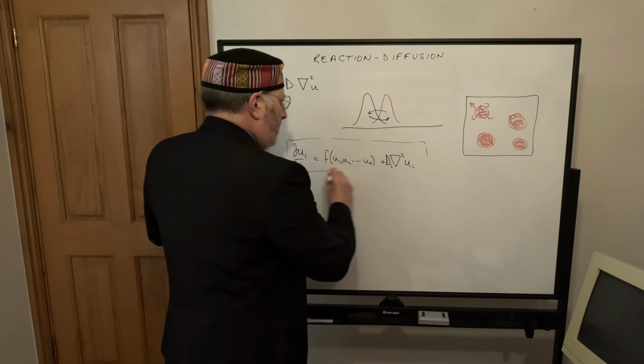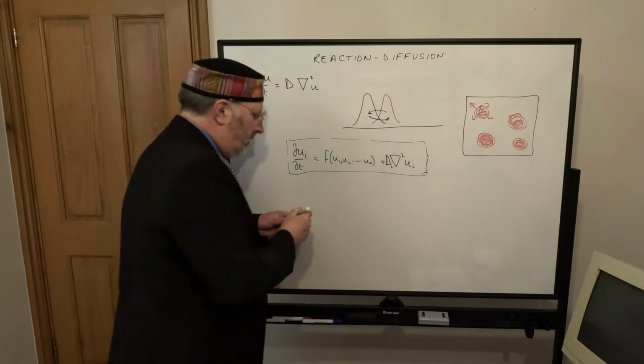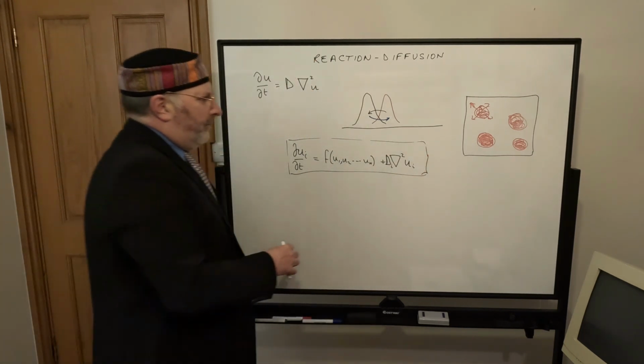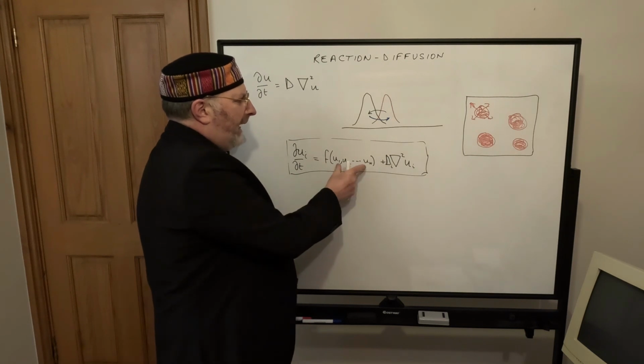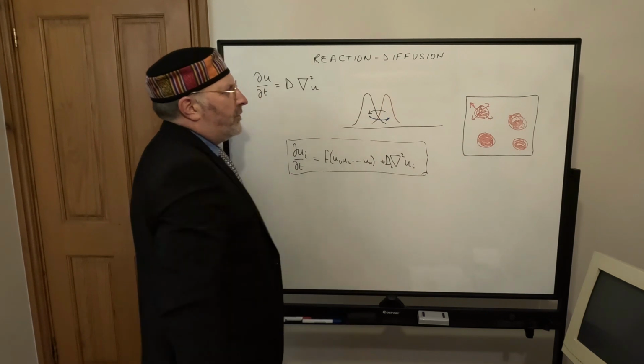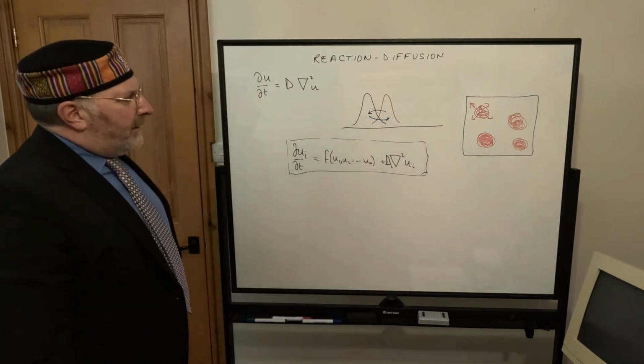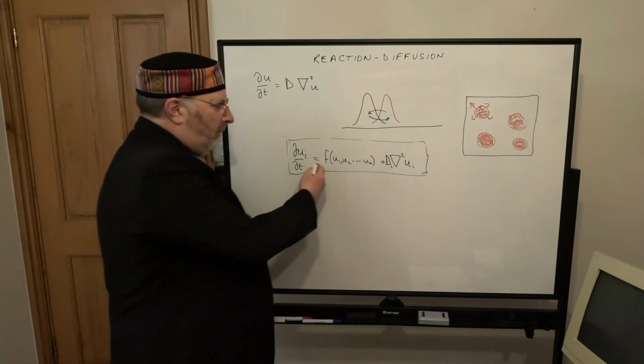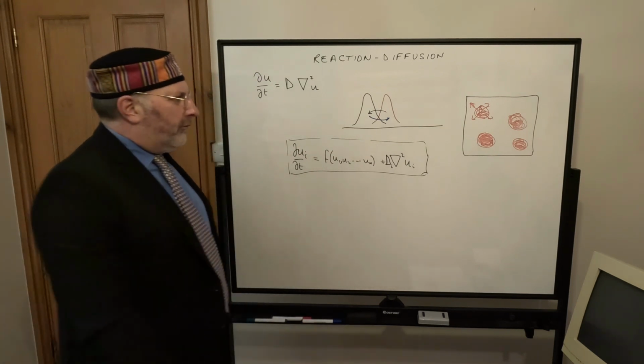So that's the equation for a reaction diffusion system. We're going to have some function describing how the inputs react, and then a diffusion term. And we can apply this potentially to social systems.